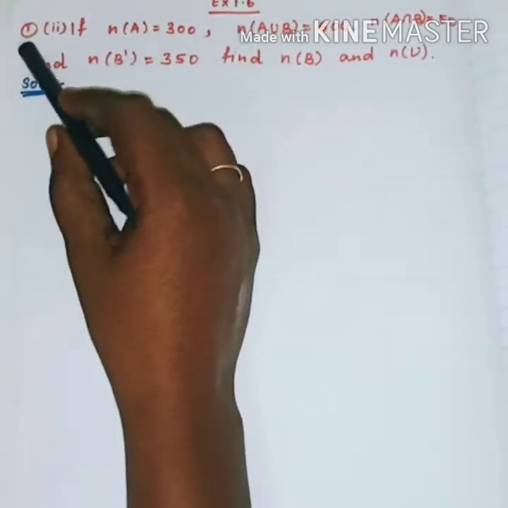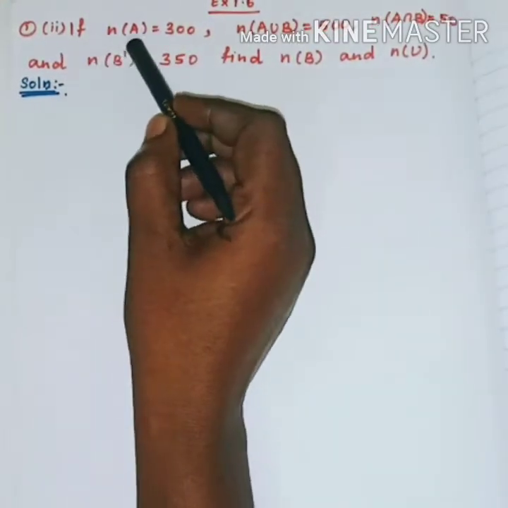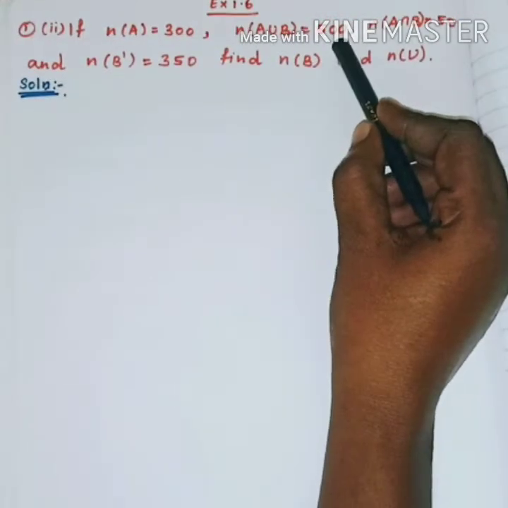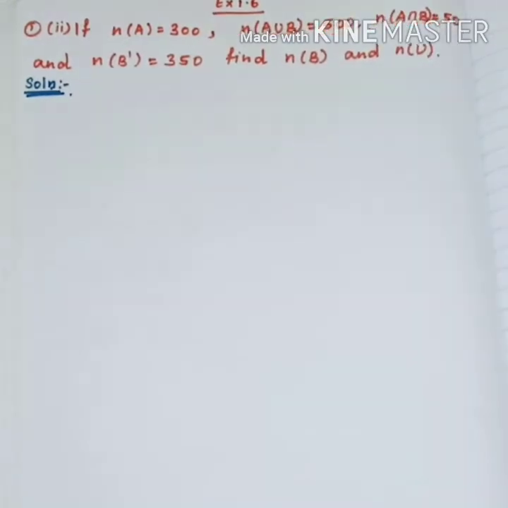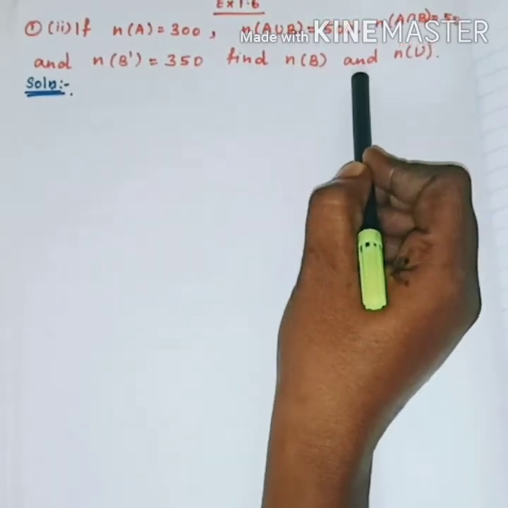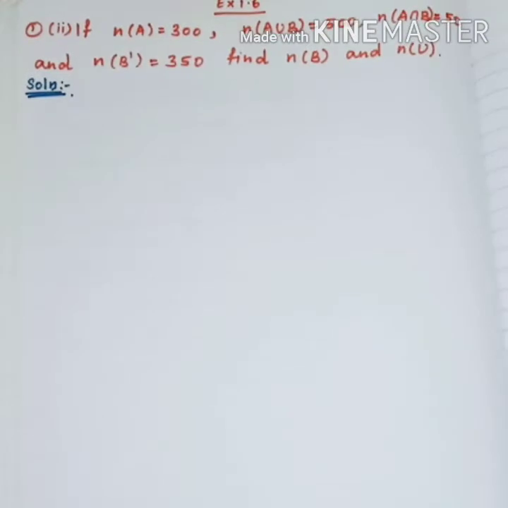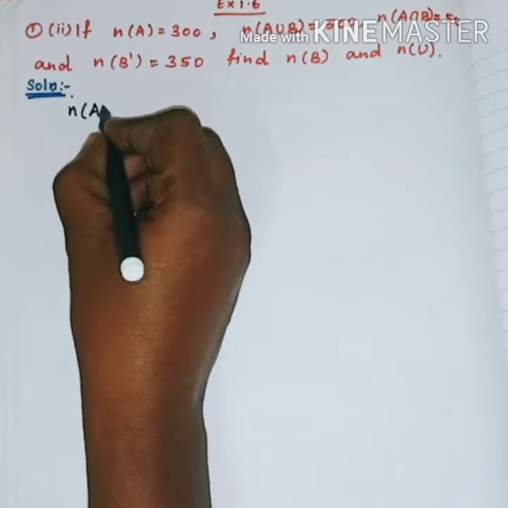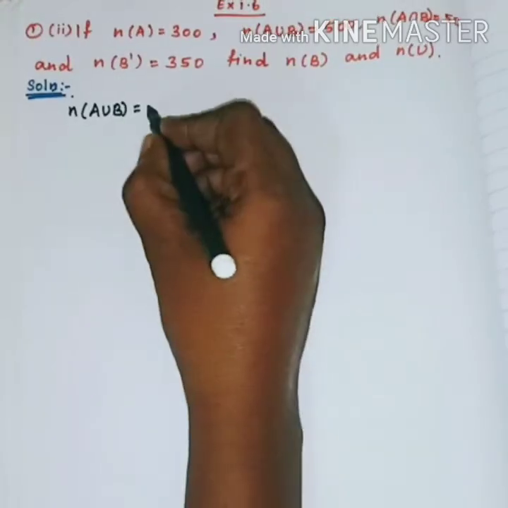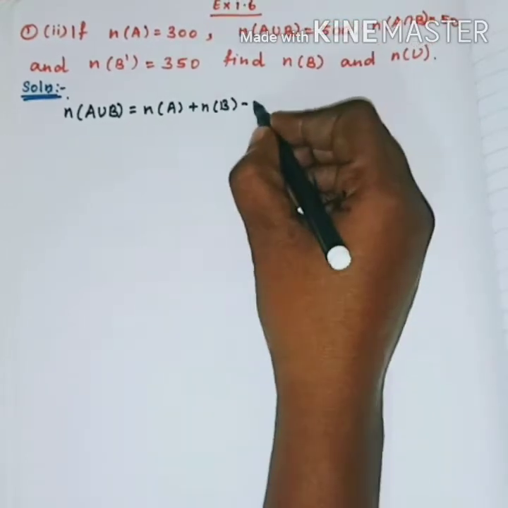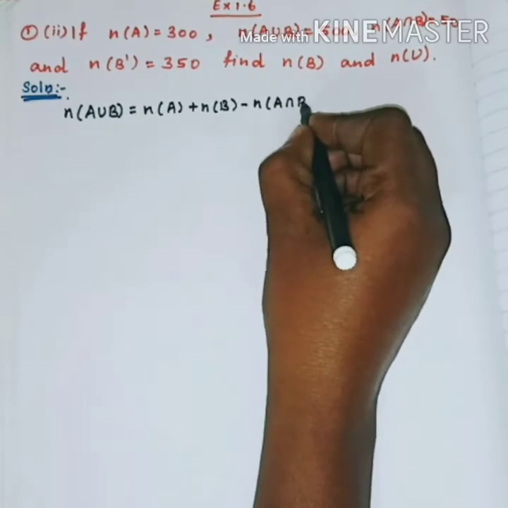Exercise 1.6, first sum, second subdivision. If n of A is equal to 300, n of A union B is equal to 500, n of A intersection B is equal to 50, and n of B dash is equal to 350, find n of B and n of U. For this, first you have to use the result number 1, that is the formula n of A union B is equal to n of A plus n of B minus n of A intersection B.